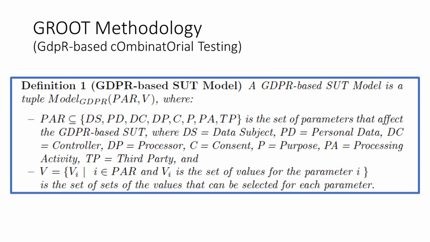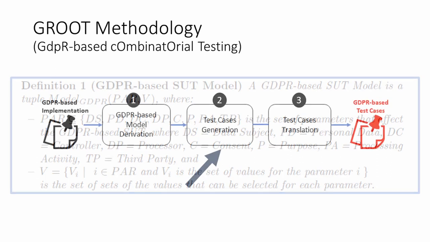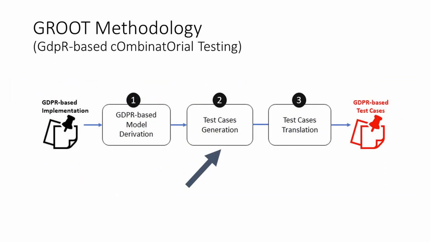As in the definition, a set of parameters par and the associated set of sets V are considered. The parameter can be data subject, controller, processor, personal data, consent, purpose, processing activity, or third party. Therefore, for each parameter i, the subset Vi, containing the values used in the GDPR-based implementation, is derived. In the second step, the combinatorial testing is performed.